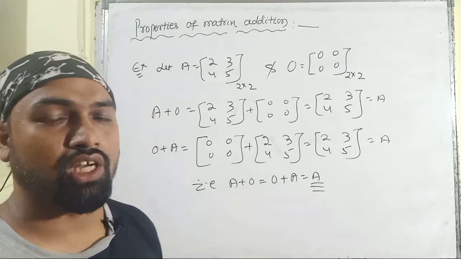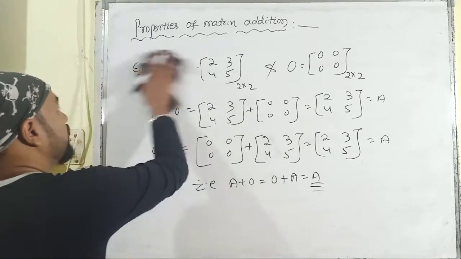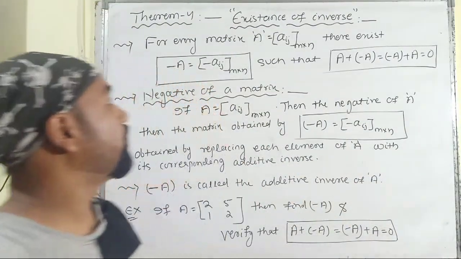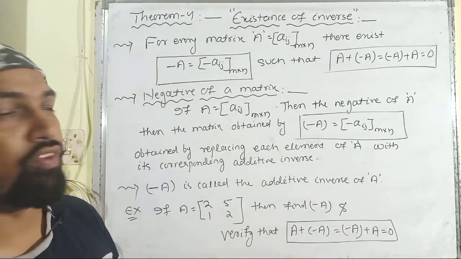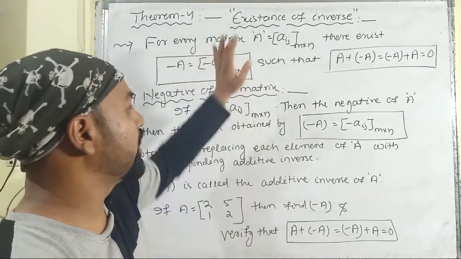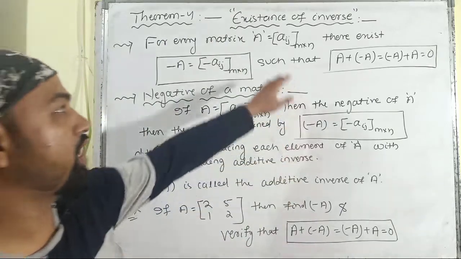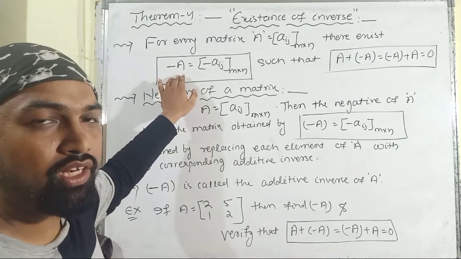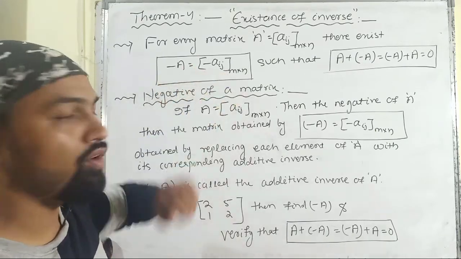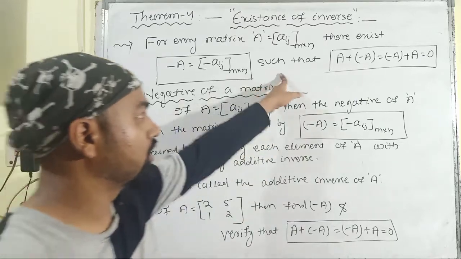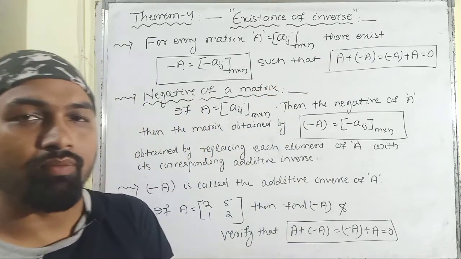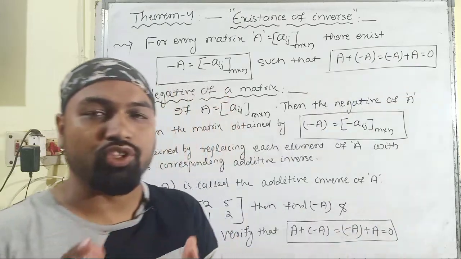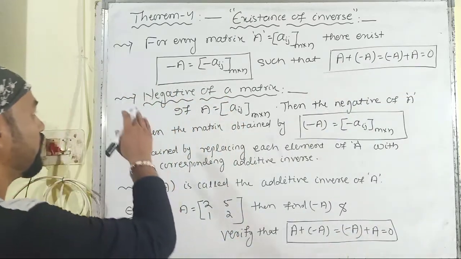Then let us go through the existence of inverse. So here it is theorem number 4, which is called the existence of inverse. For every matrix A, represented by the compact form A_ij of the order m cross n, there exists minus A, represented again in the compact form minus A_ij of the same order m cross n, such that the sum of the two matrices A and minus A, or you can say the sum of the two matrices minus A and A, gives you the null matrix.